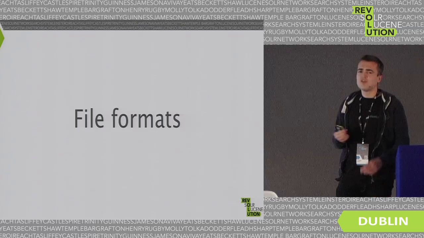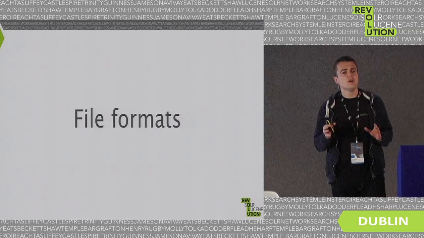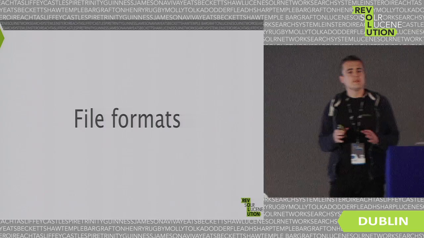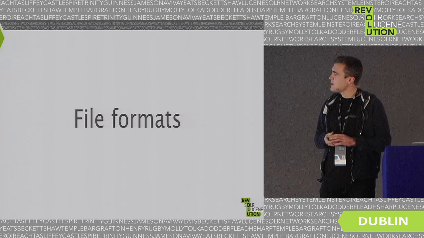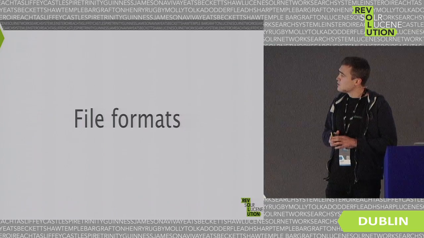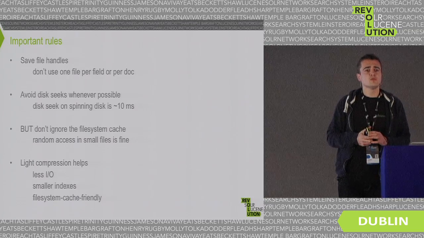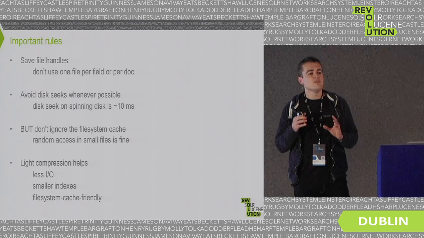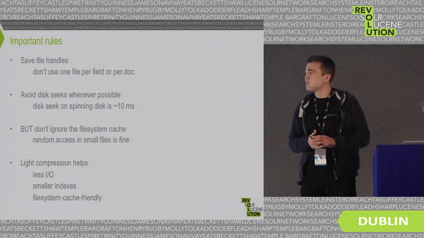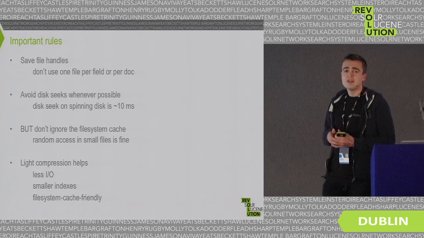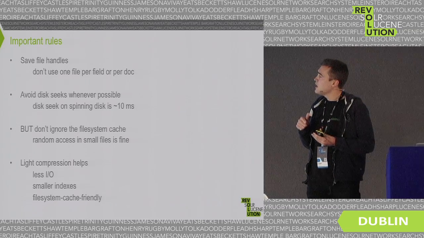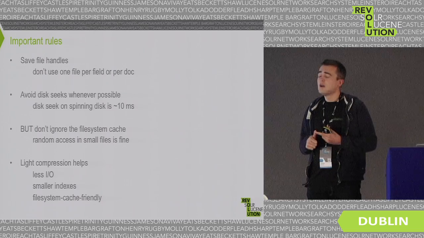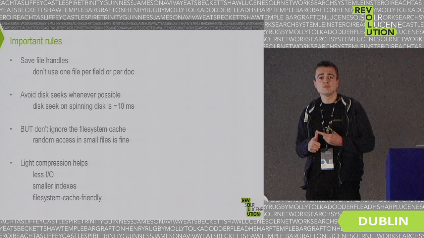Okay, so that's it about the basics of the Lucene architecture. I'm now going to dive into the file format. Some important rules that we apply when we write a new index file format is that we want to save file handles. Definitely, you don't want to write one file per field or per document.